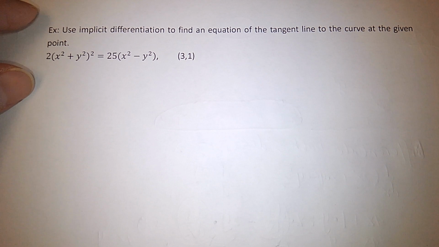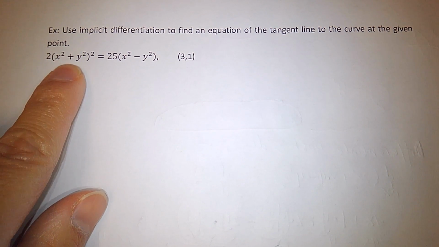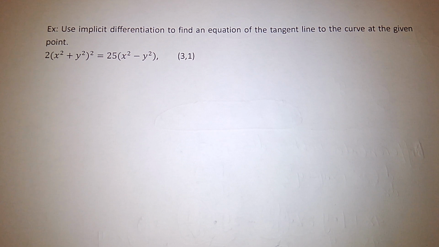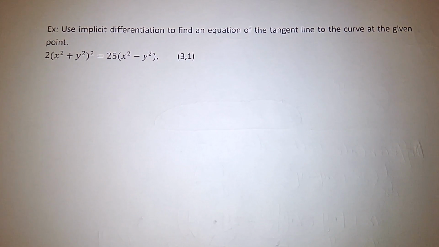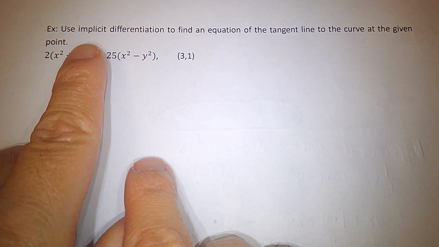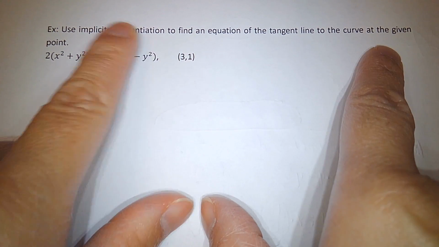Who wants to read the question for us? Any volunteer to read? Grant? Use implicit differentiation to find an equation of the tangent line of the curve at a given point. 2 times x squared plus y squared equals 25 times x squared minus y squared, at the point 3, 1. Okay, very good. Use implicit differentiation, find equation of the tangent line to the curve at a given point.